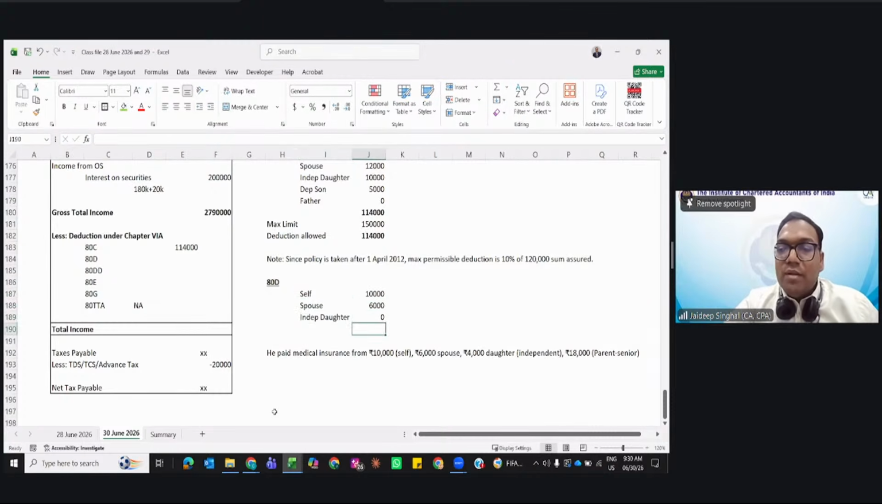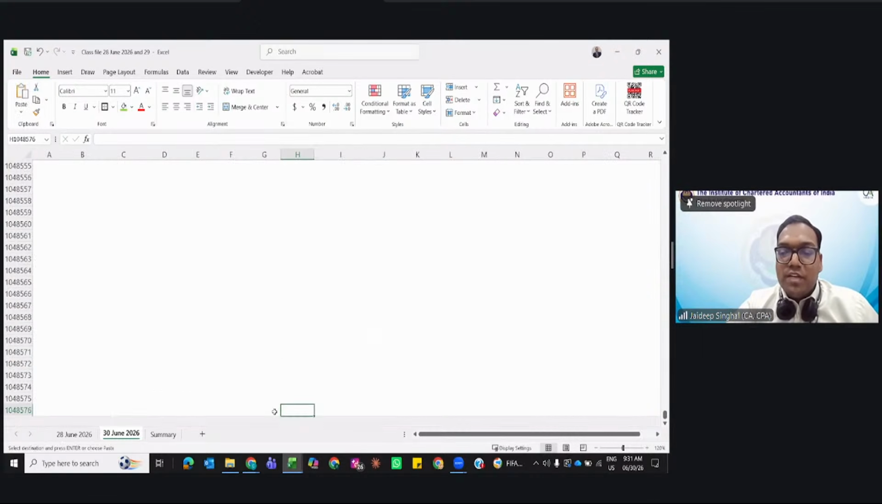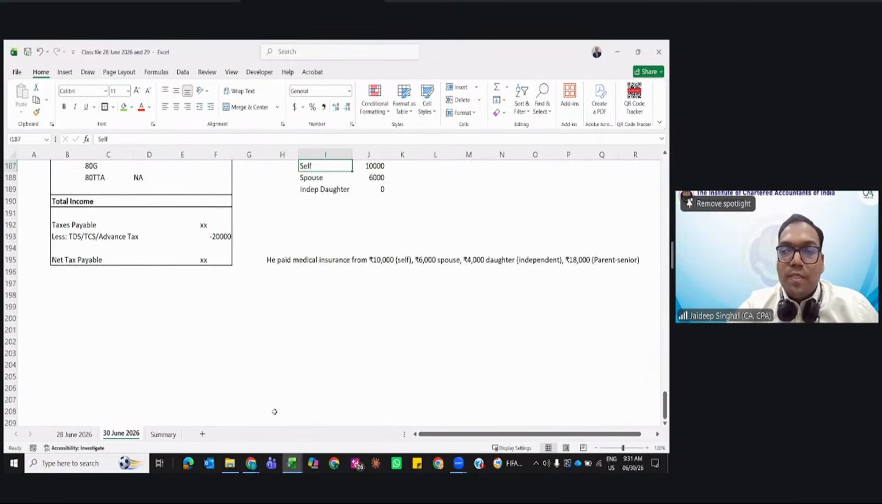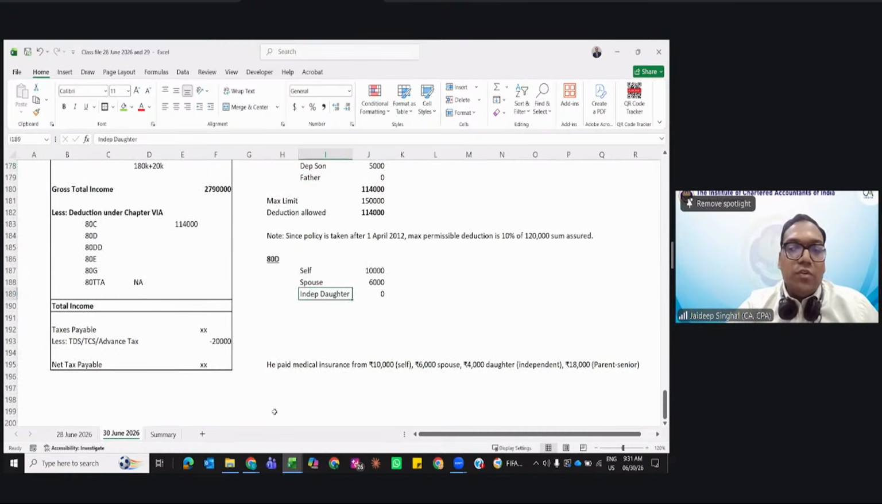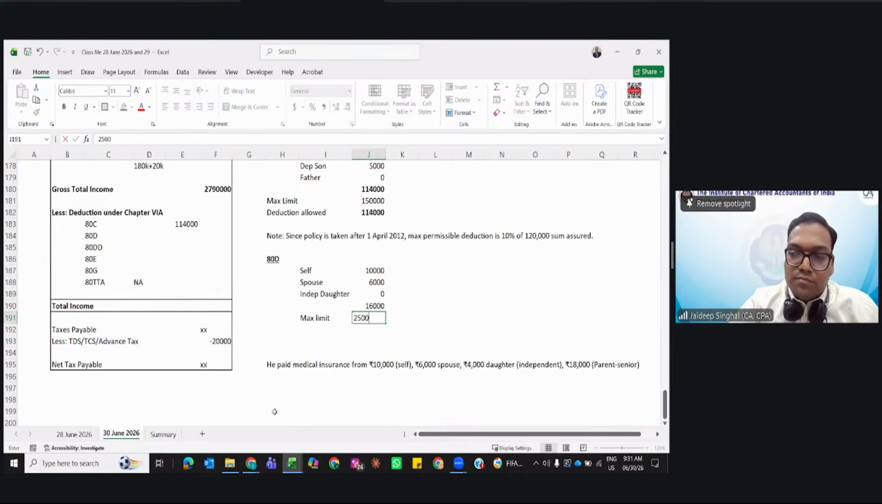Now, what is the maximum limit allowed for self? Parents will be covered separately. For parents, a separate deduction is allowed. Now, they are 44 years old, so the maximum limit is 25,000. So the allowed would be 16,000.